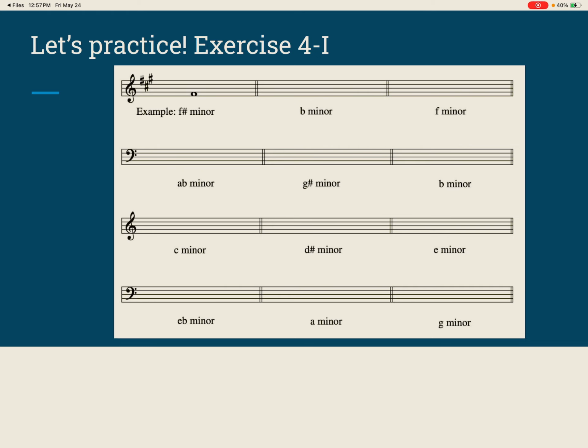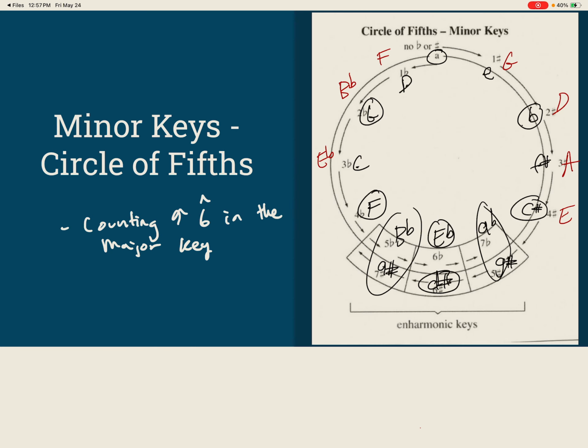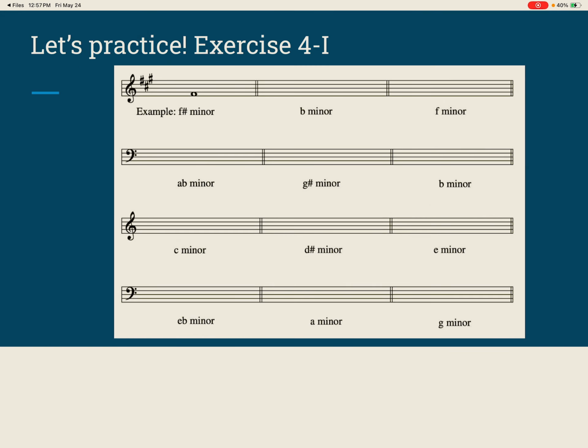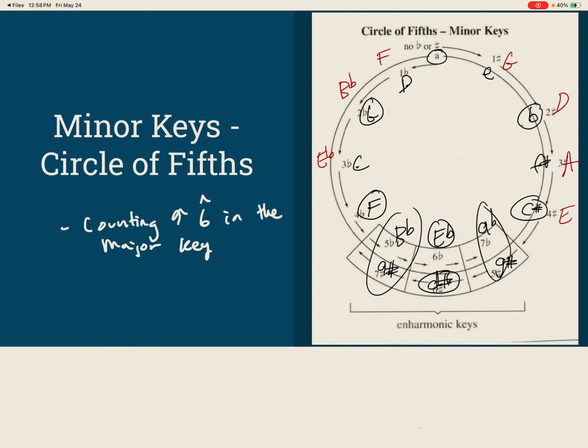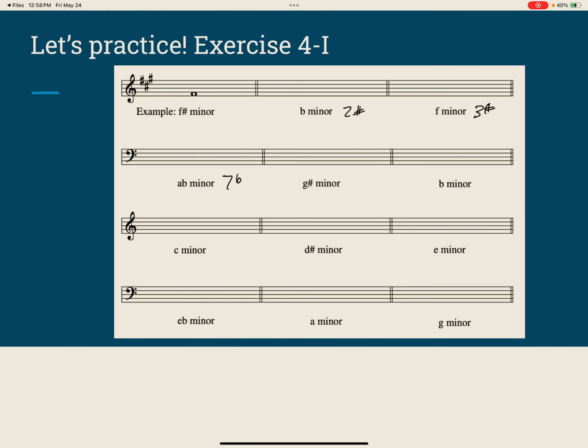So if we're looking, we can look at our minor circle of fifths, and you're saying B minor. Okay, cool. B minor, it has 2 sharps. F sharp minor, I know that has 3 sharps. A flat minor, I know that has 7 flats. And G sharp minor, I believe that has 5 sharps.